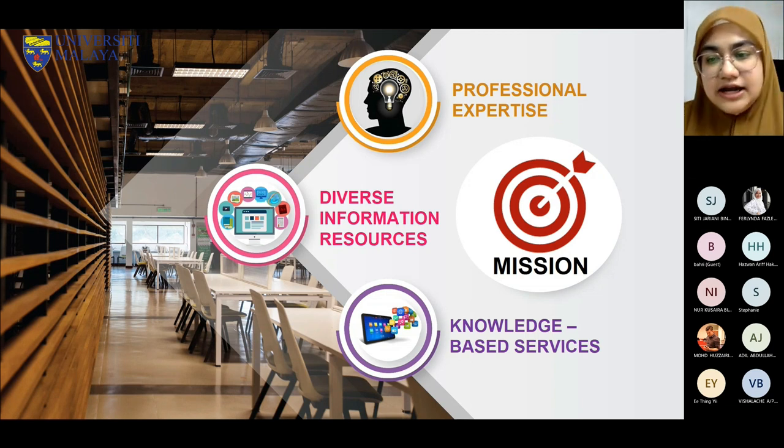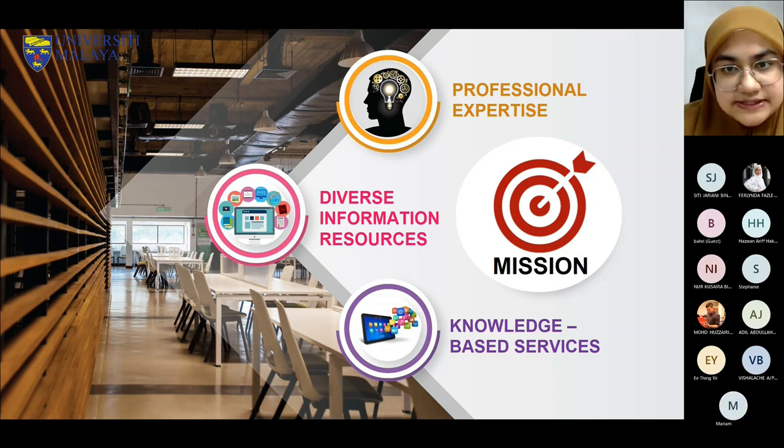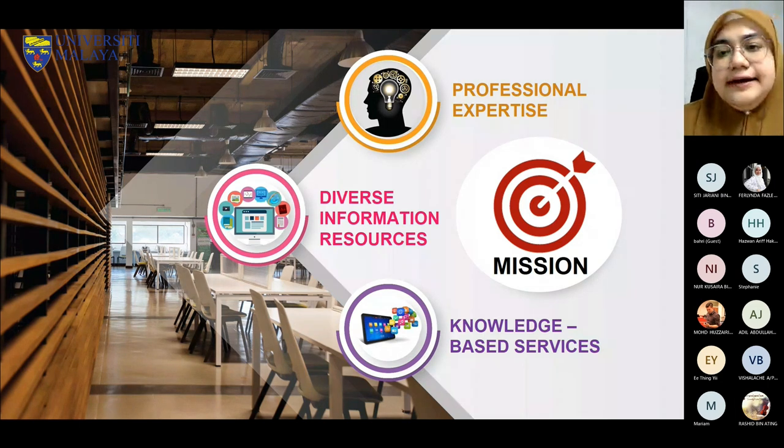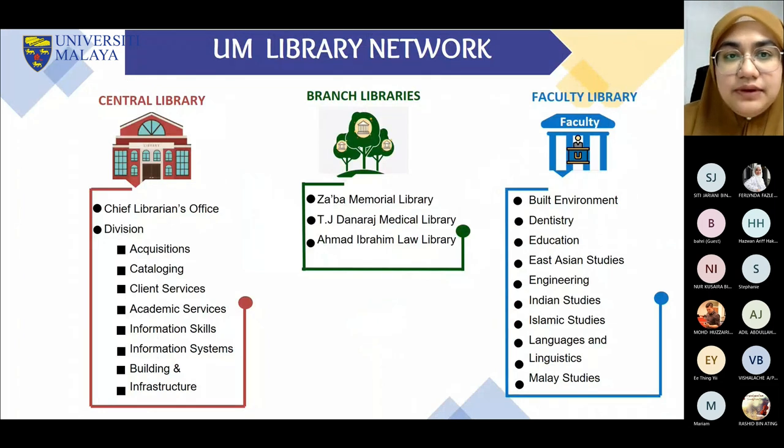Okay, so these are basically the mission of the libraries. These are the services that we cover. We cover not only physical spaces, we also cover information services, knowledge-based services. Those are within the capacity of the library. And this is our library network. In total, we actually have 12 libraries.